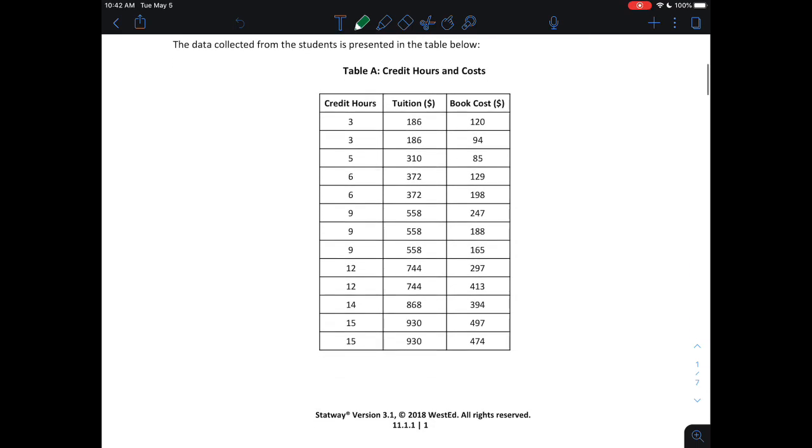So the first column on the left is credit hours. You can see that we have examples of 3 credit hours, 5, 6, 9, 12, 14, and 15. So those are increasing as we go down in the table. We also see tuition costs in the middle column. We can see on the low end 186, and then going all the way up to 15 credit hours, there's $930. And then book costs. And we can see that we've got varying book costs in that third column.